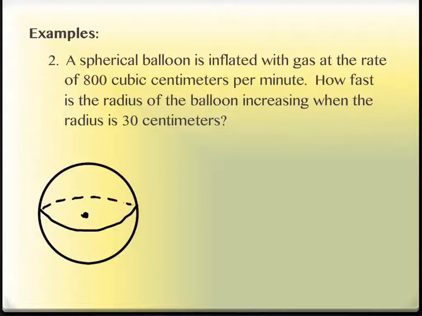What are some of the things that it references that I might want to draw on the image or write down as a quantity of importance to me? The radius. You can draw the radius wherever you'd like, but it goes from the center point out to the edge of the sphere. So there's the radius. At some point this radius is a given 30, but it's not always 30, right? We're adding air to the balloon, or in some situations we might be taking air away. But the radius is changing.